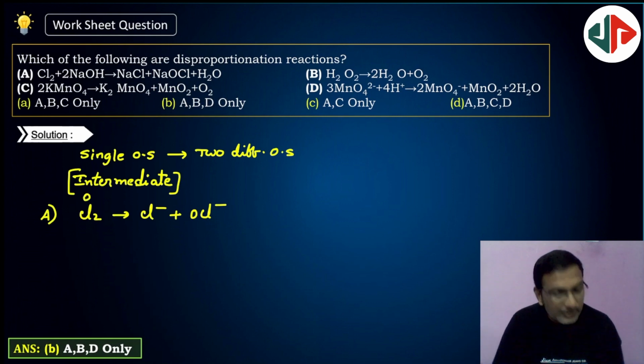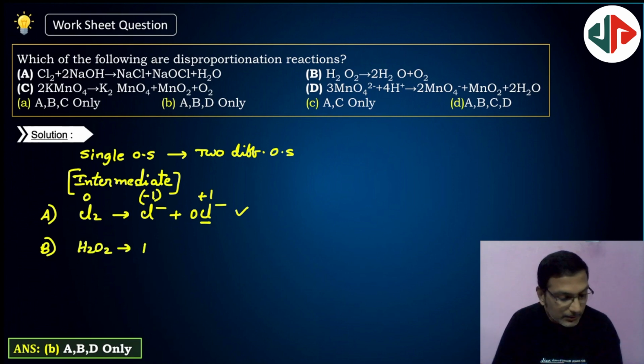So Cl2 oxidation state 0. Next here minus 1 clearly. Next for Cl here plus 1. So 0 to minus 1 is reduction, 0 to plus 1 is oxidation. That means a single oxidation state is divided into two different ones. Therefore, it is disproportionation. Next, check B option.